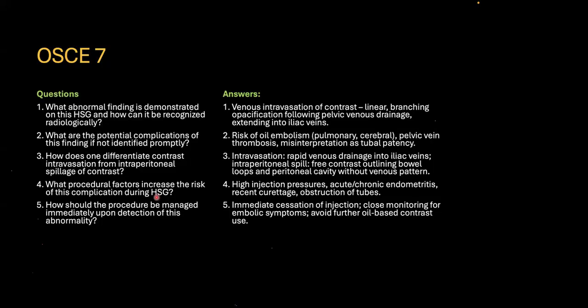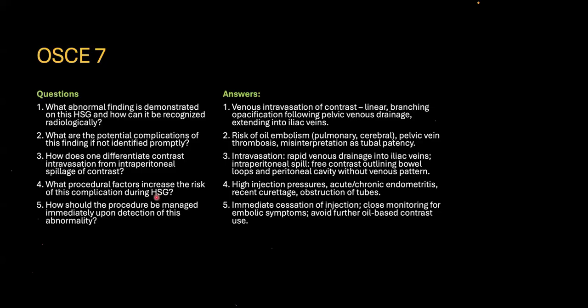So, what are the potential complications? So, there is a risk of oil embolism. There can be pelvic vein thrombosis, and we can even misinterpret it as tubal patency. So, how does one differentiate contrast intravasation from intraperitoneal spillage of contrast? So, intravasation is mainly in the venous and lymphatic system, and intraperitoneal spillage would be free fluid seen in the pelvic cavity and around the bowel loops.